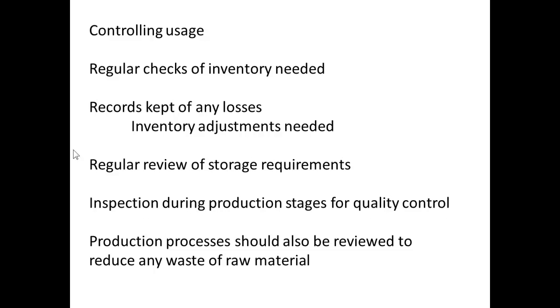So we need to control use. We need regular checks of inventory. We need records kept of any losses, and we need to adjust the inventory accordingly. And we need to review our storage requirements. If you've got something that goes through several stages in production, then obviously you've got inventory out at those various stages, and that means you should also have good quality control as well. You should also review production processes from time to time to make sure you're not actually having a waste of raw material at any point in the sequence.